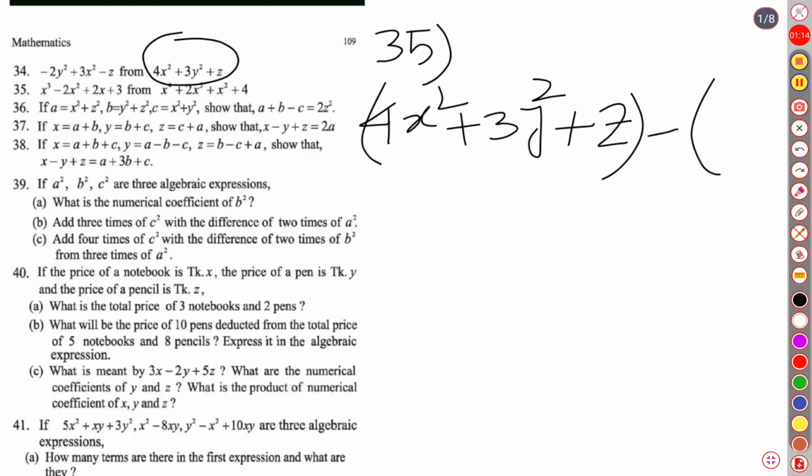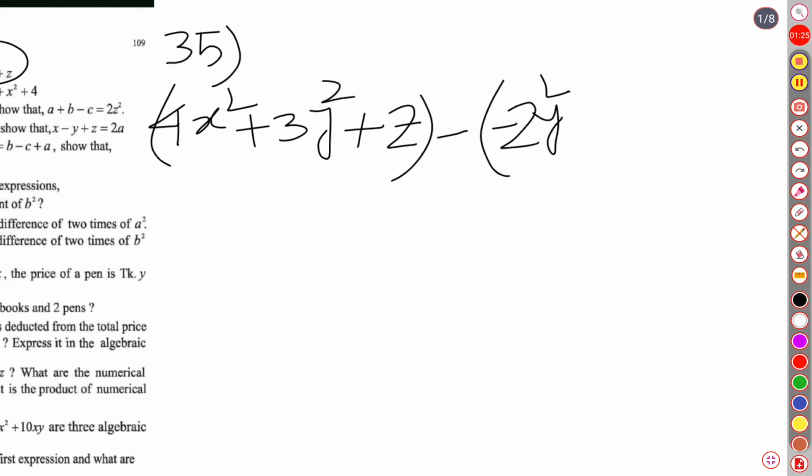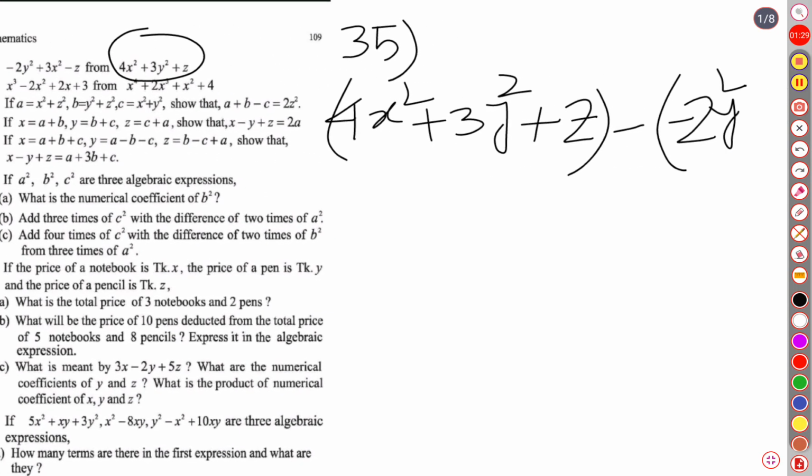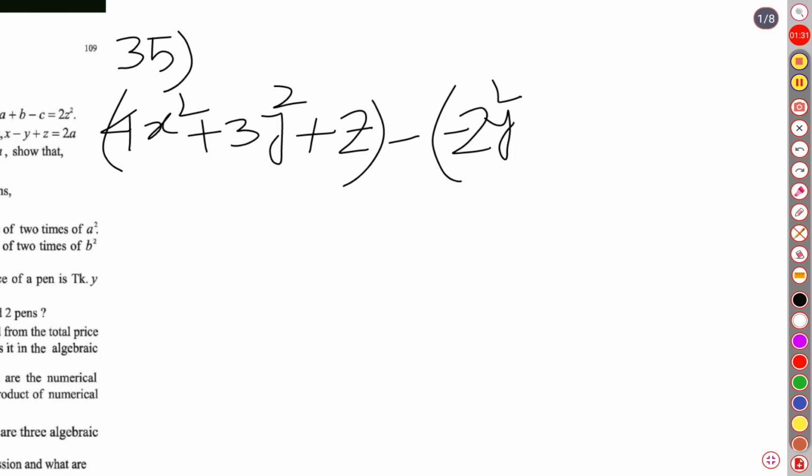the first expression is negative 2y square plus 3x square minus z. So let's start doing the subtraction. First of all, we will have to remove the brackets.